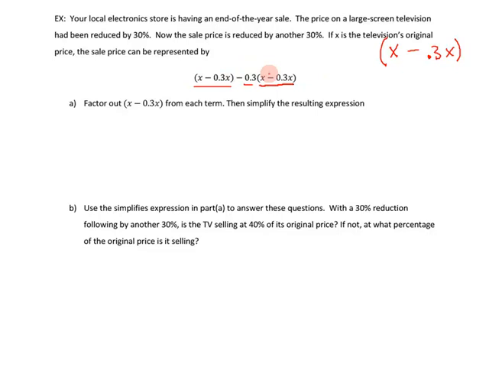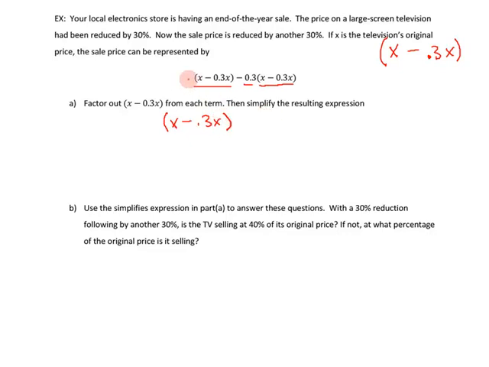Now, your intuition may tell you that if you take 30% off twice, it's like taking 60% off. But that's if you take 30% off the original amount twice. But we're not doing that. We're taking 30% off something that's already had 30% taken off. Now, what we want to do is simplify this expression. I'm going to suggest we do it using factoring by grouping. Factor out the X minus 0.3X from each term and see what you get. Okay, so they both have the X minus 0.3X.